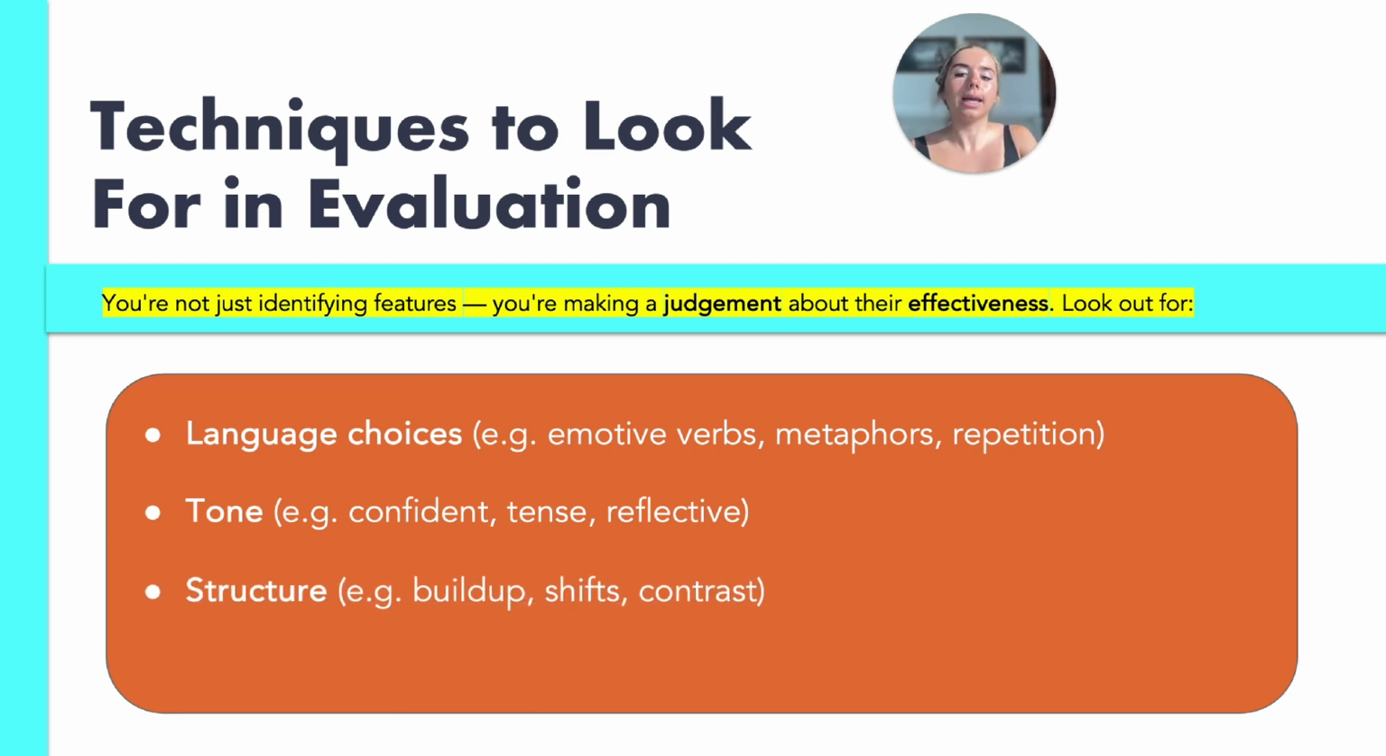Structure. For example, is there a build up? Are there shifts? Are there contrasts? Are the paragraphs short? Are they long? And then looking at perspective. Is it first person insight? Is it narrative voice? All 4 of those can count towards identifying methods. And then we just want to look at how effective they are.